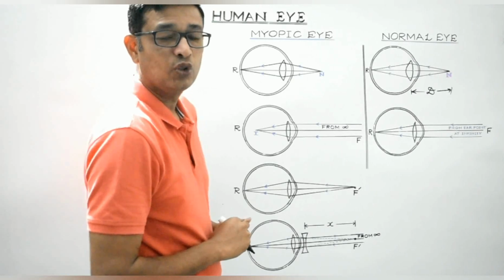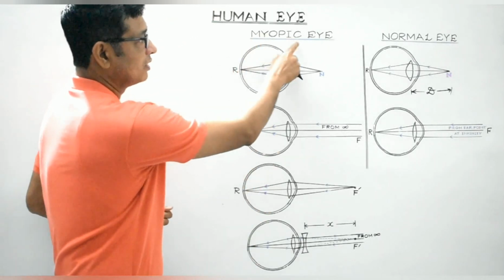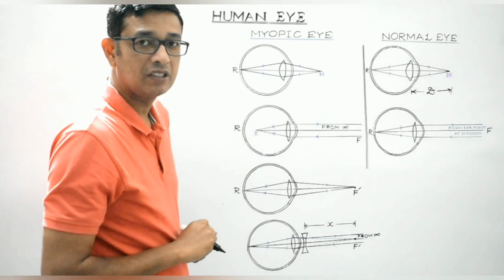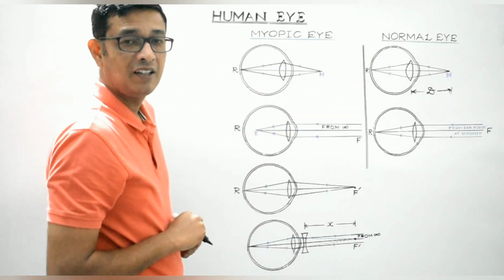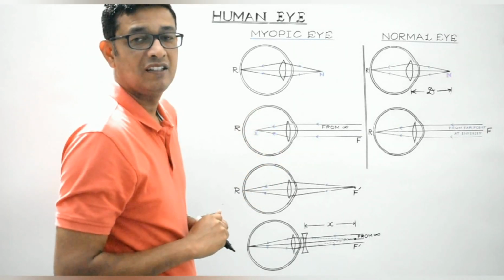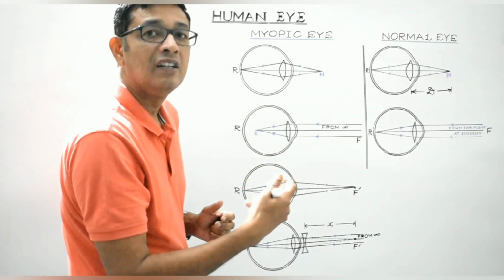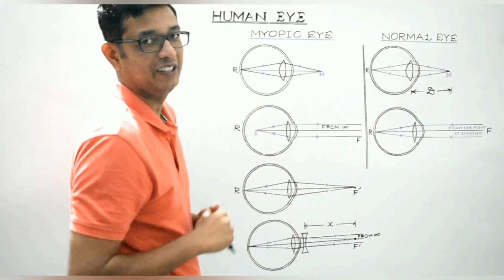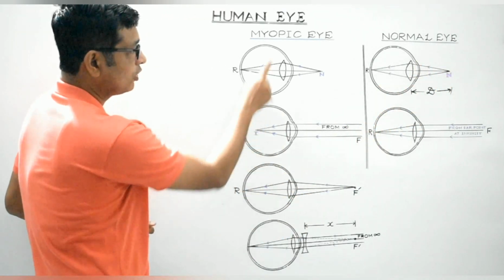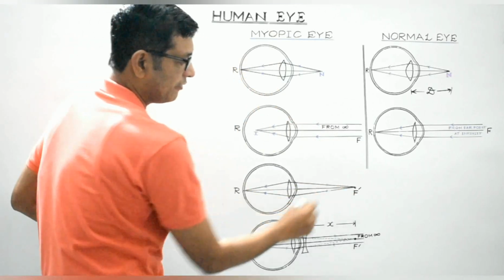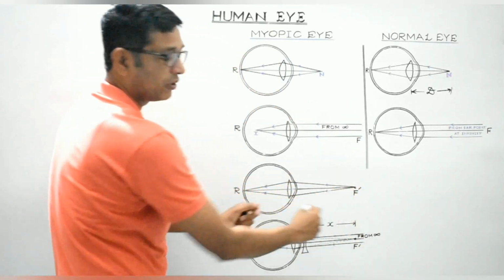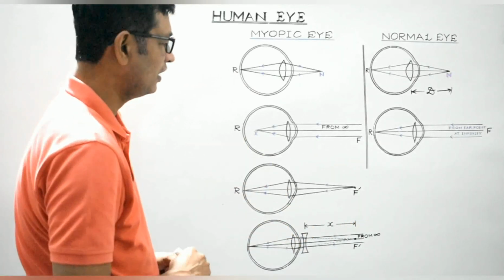Right? So for a person suffering with myopia, his near point remains at 25 centimeter, which is the case for the normal eye. But his far point does not remain infinity. His far point would be less than infinity. Clear, students? So suppose the far point of this myopic eye is represented by x. X is the far point, which is less than infinity, right?